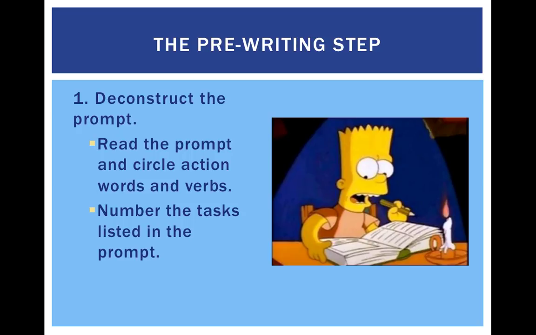Our first task in the pre-writing step, deconstruct the prompt, and this is something we're working on a lot in class right now. Read the prompt and circle action words and verbs. Number the tasks listed in the prompt. Now, speaking specifically about these action words and verbs, again, these are the things that the prompt is asking you to do as a writer. Not just every verb in the prompt, but every verb that you're being asked to do as the writer. So in other words, if it's telling you to discuss the history of something, you're going to write down the word discuss because that's what it wants you to do.